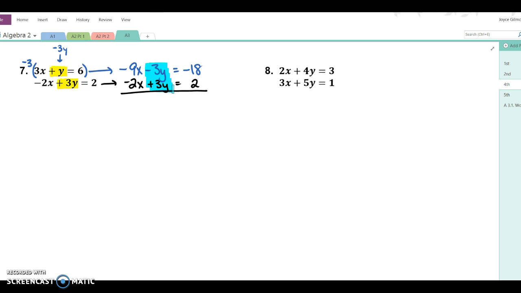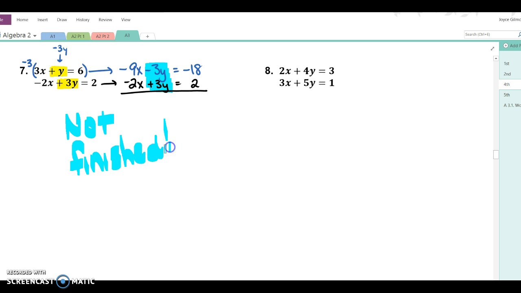Do you want to finish this example, or should we move on to example 8? Move on to example 8. I want you to see how to start example 8. So note, this example is not finished. You would need to then finish it. Yeah, that does look kind of weird.